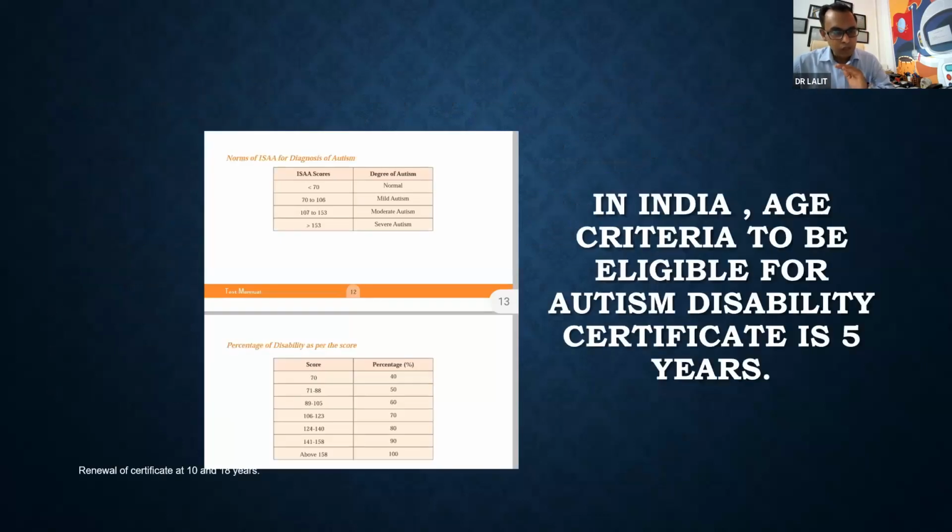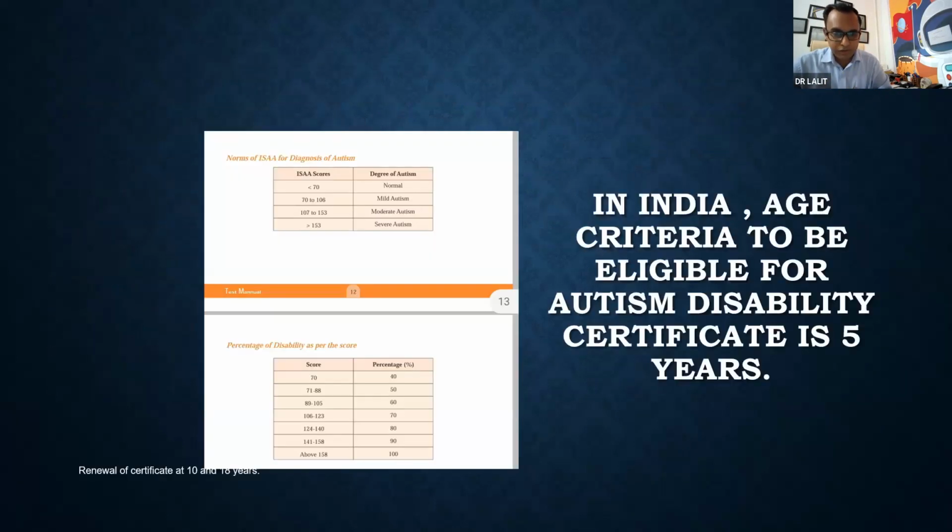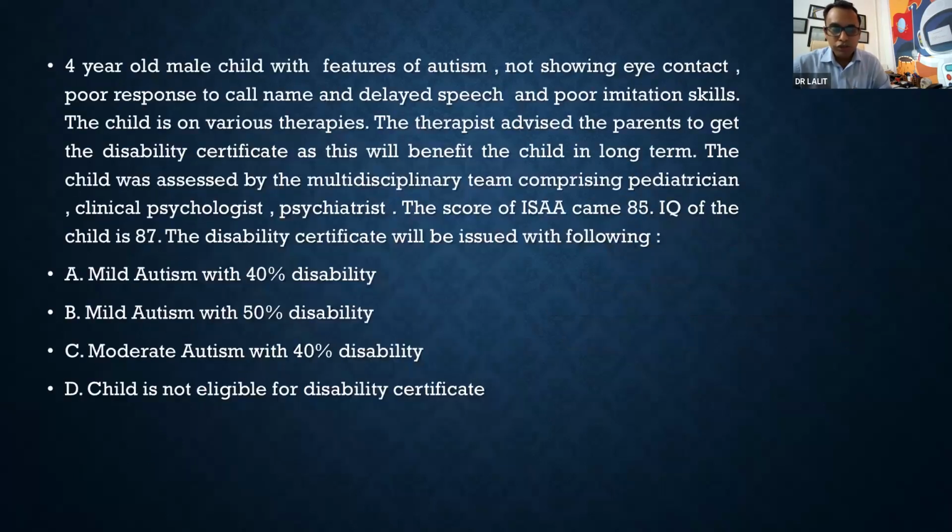So irrespective of the IQ, ISA gives you the percentage of disability, depending upon the score of ISA. On a score of 70, you get a disability of 40%. On a score of 71 to 88, you get a disability of 50%. So the child is having an ISA score of 85. So 85 means that the child is having a disability of 50%. So the answer should be mild autism with 50% disability.